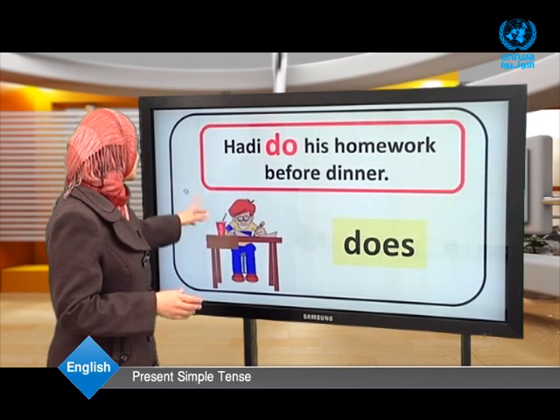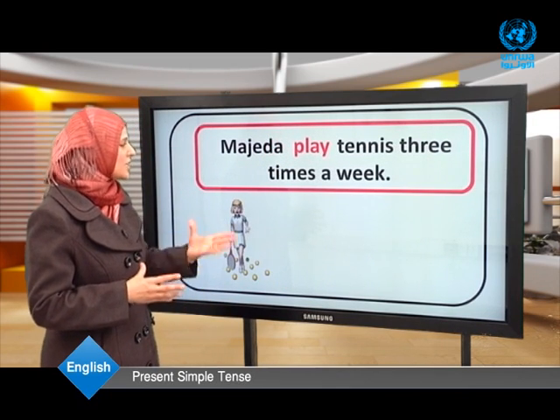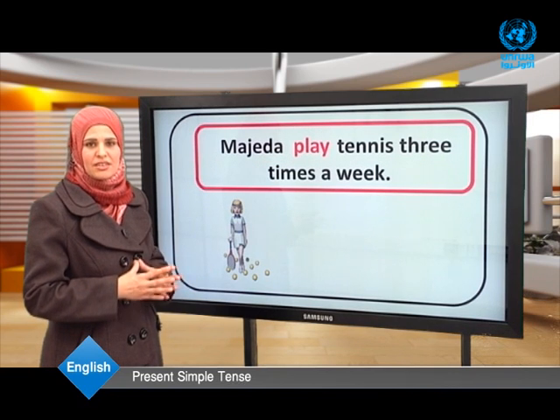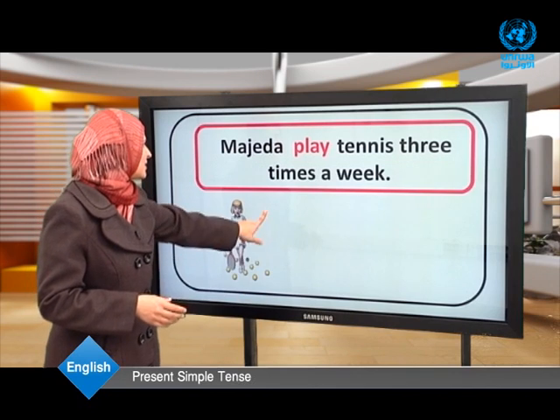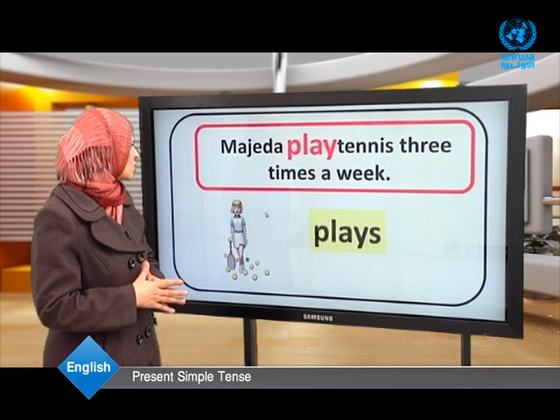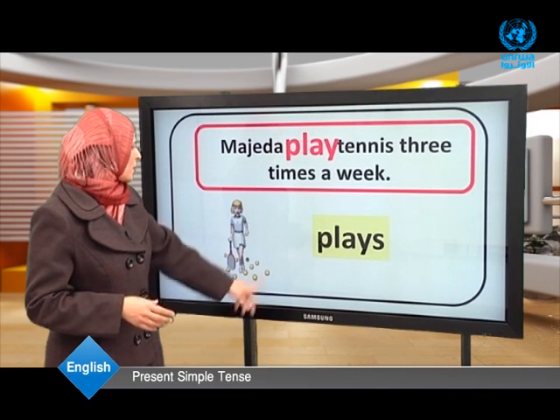Let's have another one. Majida play tennis 3 times a week. Play. What is the correct form? Well done. Plays. So, Majida plays tennis 3 times a week.